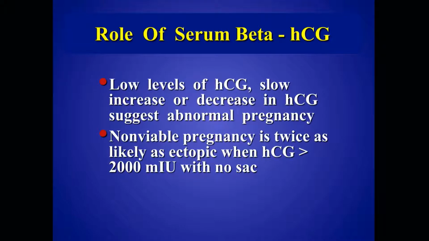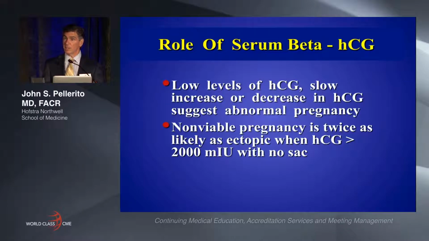Of course, one of the things we like to have when we do these evaluations is the serum beta HCG. If you work in a hospital, that information isn't always readily available, and you may have to make a determination before that HCG level is known to you. If we do have that information, obviously any abnormality in the HCG, whether it's a slow increase or a decrease, is suggesting an abnormal pregnancy. It's important to recognize that non-viable pregnancy is much more likely than an ectopic pregnancy when the HCG is less than 2,000 and you don't see a sac. But nevertheless, we need to exclude the possibility of ectopic pregnancy.